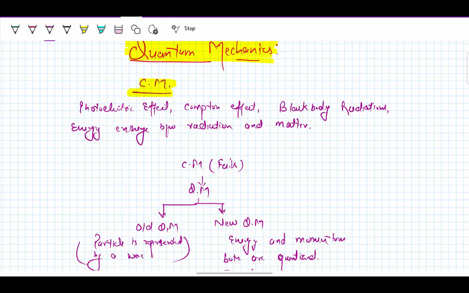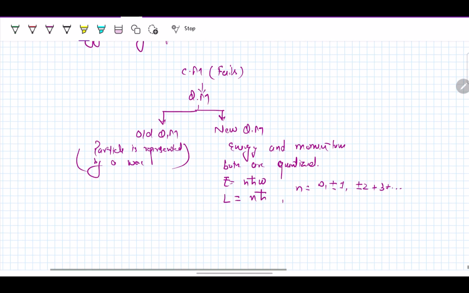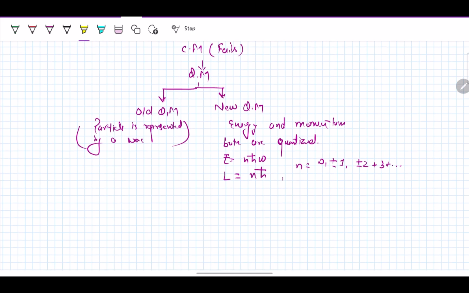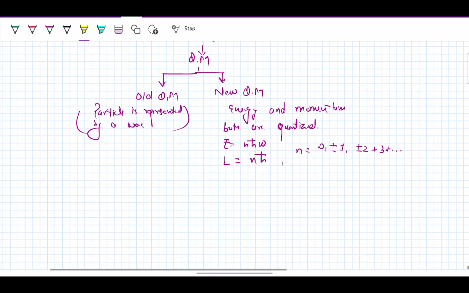Why do we need quantum mechanics? Because there are certain failures of classical mechanics. Out of these we have photoelectric effect, Compton effect, black body radiations, and energy exchange between radiation and matter. Right, now let's start with the black body radiation. This is one of the first phenomena which is not able to be explained on the basis of classical mechanics. So we will talk about black body radiations.